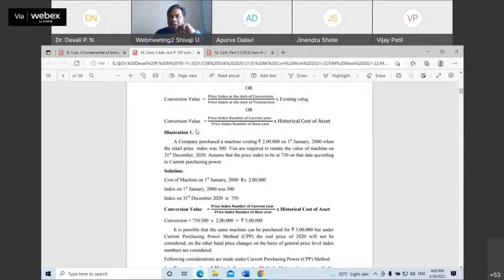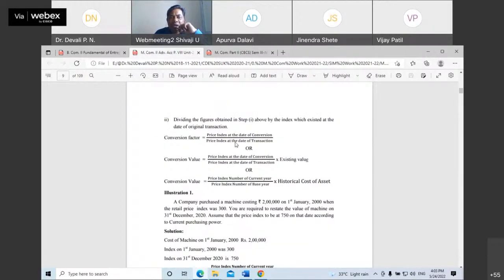The historical cost of any asset can be replaced by the conversion value, and for that we see the price index number of the current year, and the price index number of the base year, which may be in the past. So current year divided by base year into historical cost of asset. So we have to consider what the historical cost is. So there are three important formulas for how we are going to settle the conversion factor.